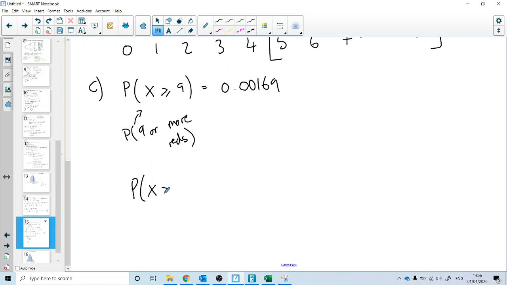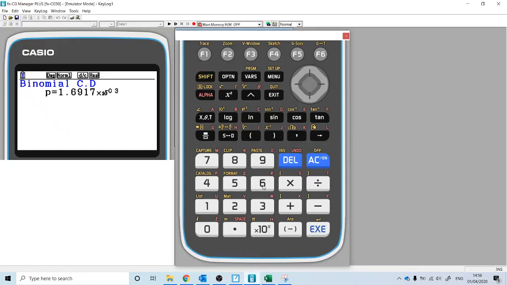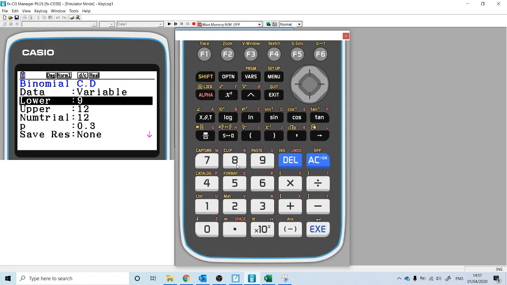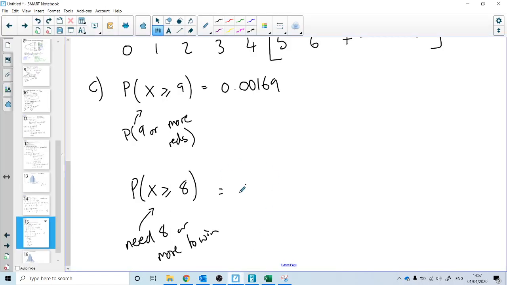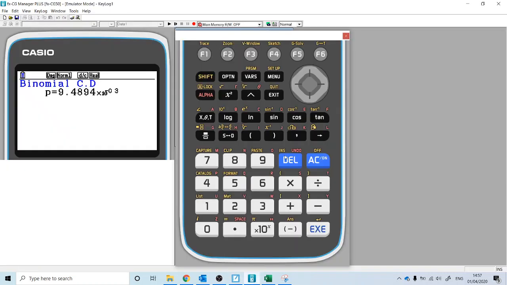So let's say that we want the probability of x being greater or equal to 8. So this means you need 8 or more to win. Let's see what that probability is. So we're just going to change our lower to 8. And that's still a small probability, 0.00949. So that's still too small. We want to try and get it a bit closer to 5%.